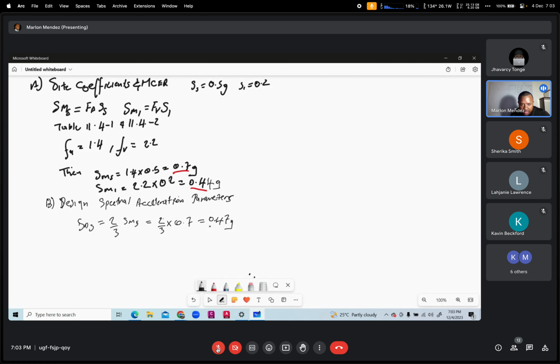Then we're going to have SD1. SD1 is the same thing, 2/3 of SM1, which is equal to 2/3 multiplied by 0.44, which is equal to what? 0.29 G. See that? All right.